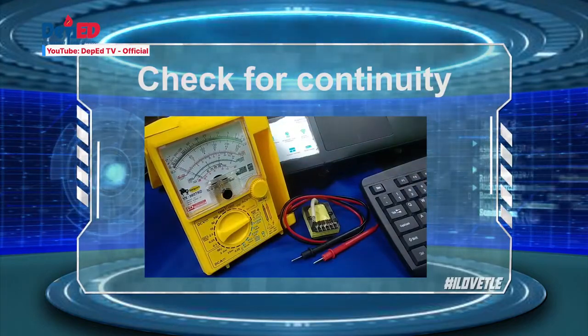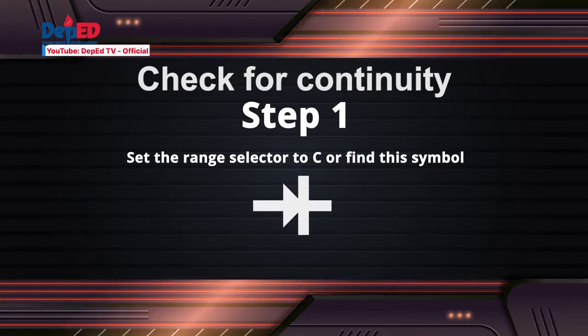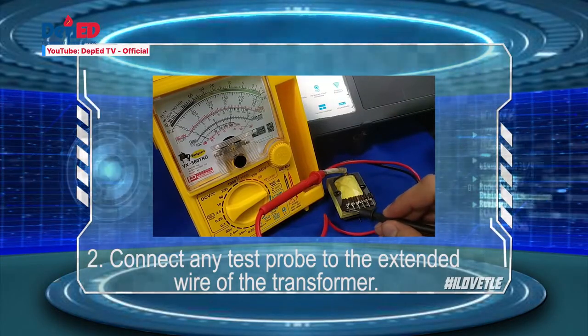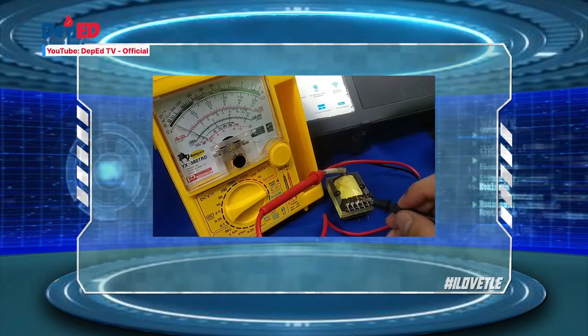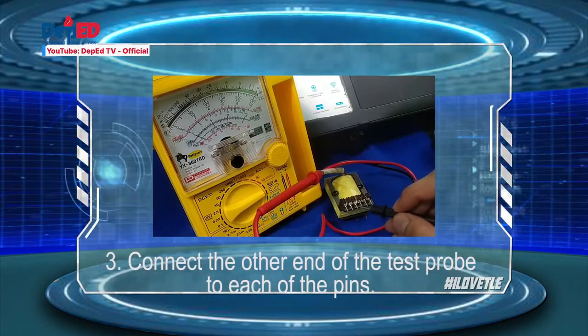Set the range selector to see or find this symbol. This symbol means continuity. Step 2. Connect any test probe to the extended wire of the transformer. Step 3. Connect the other end of the test probe to each of the pins.